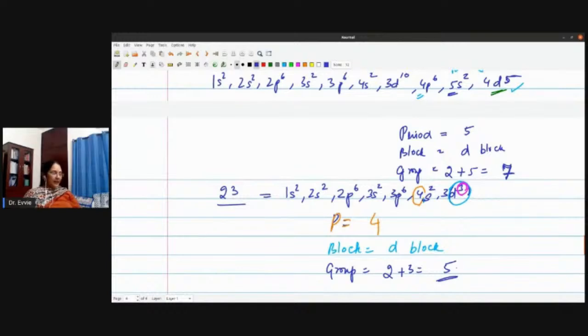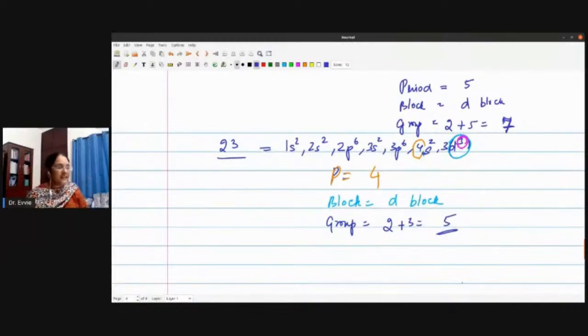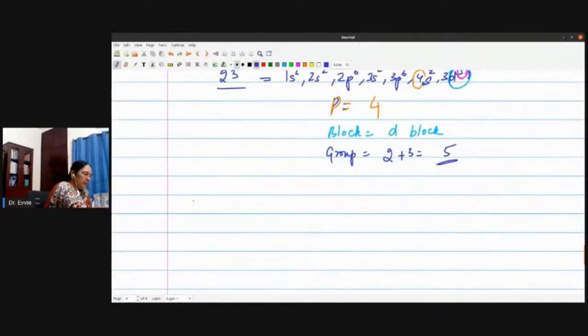Okay, I hope this is very clear. So we have finished s block, p block, d block. Now let's see the f block. Okay, f block is very easy. The fourth one is your f block. If you see closely, take out the periodic table and check.